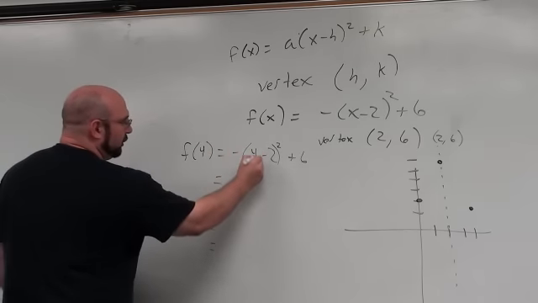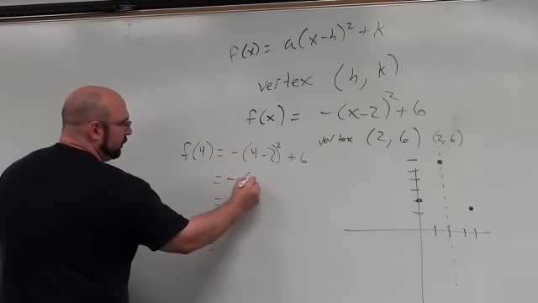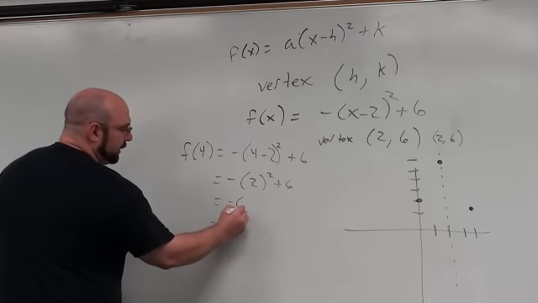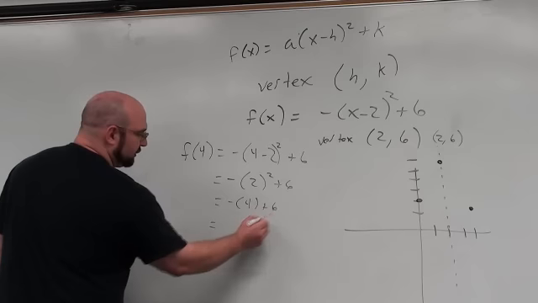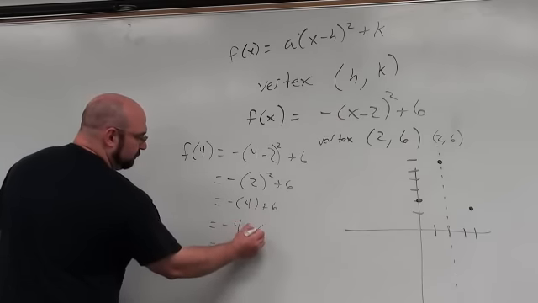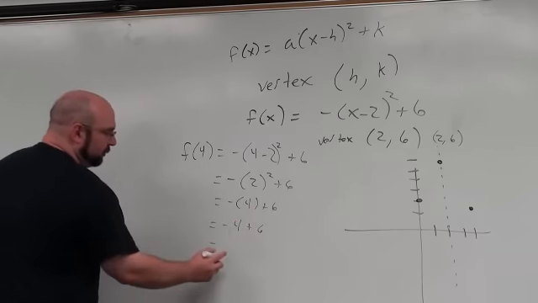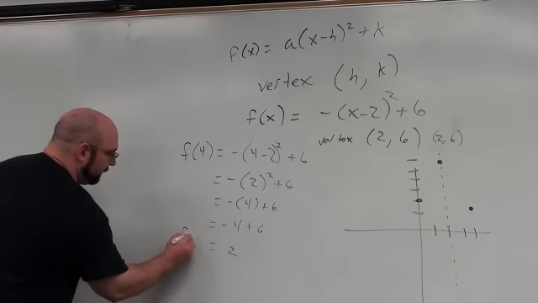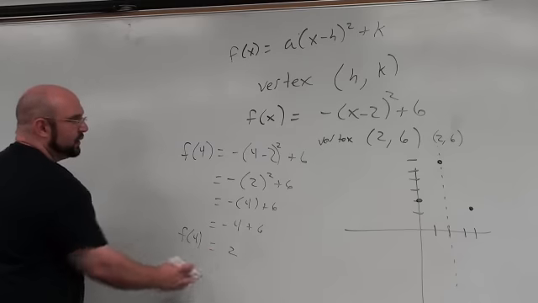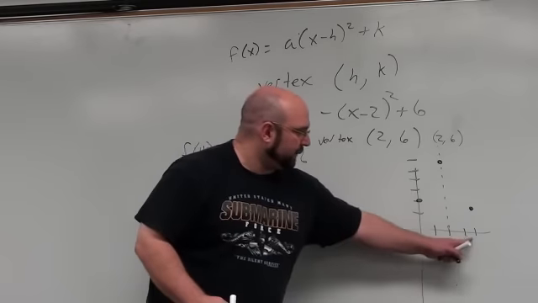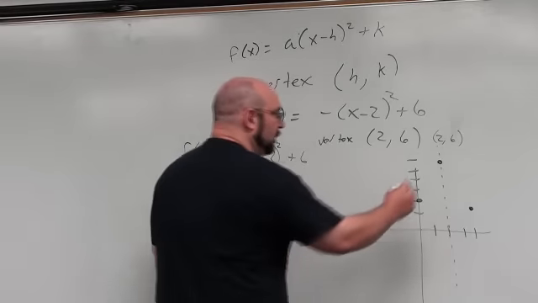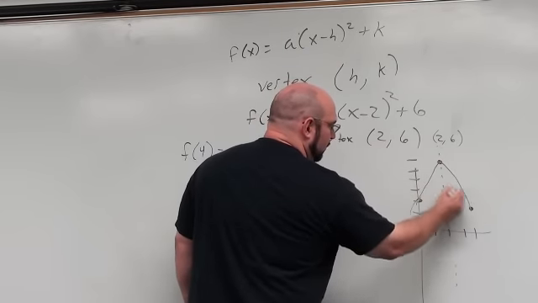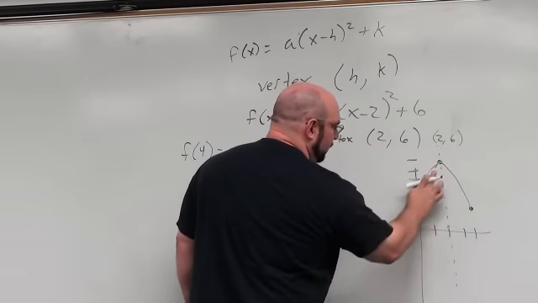F of positive 4, this becomes negative 2 squared plus 6. This becomes negative 4 plus 6, negative 4 plus 6 after I distribute. So this is going to become a positive 2. So F of 4 is positive 2. Notice F of 4, positive 2. So I know this is going to be looking like this. We're going to connect these that way.